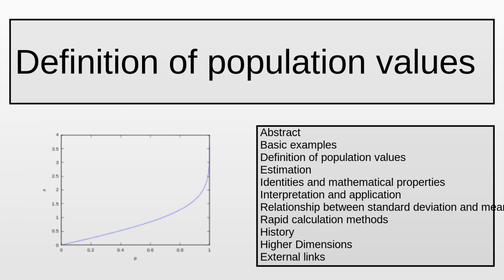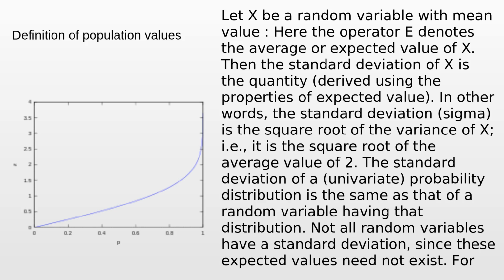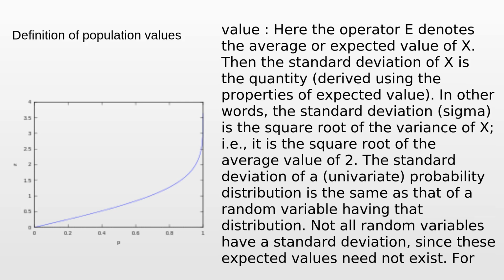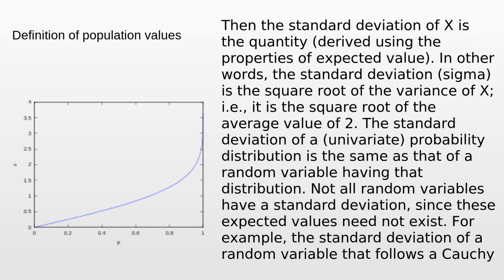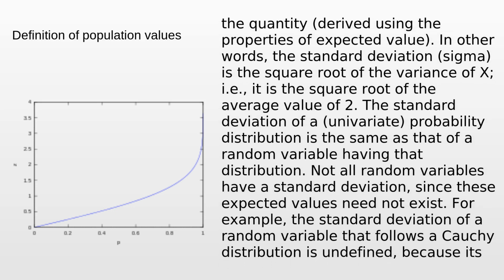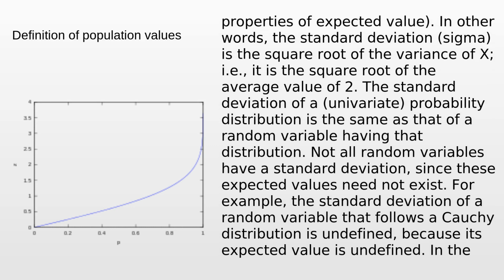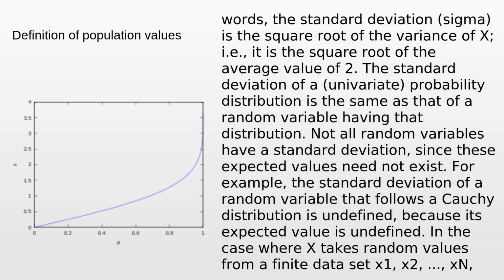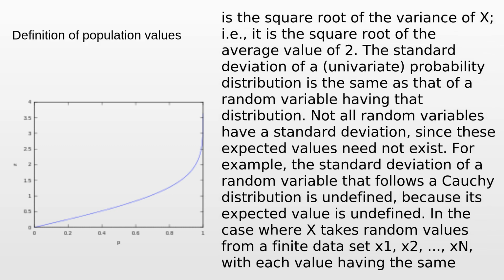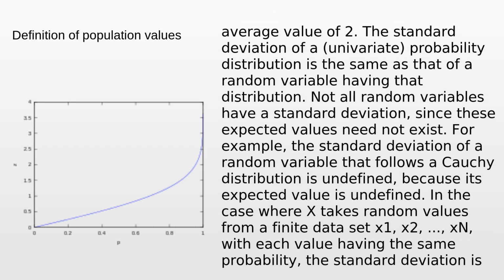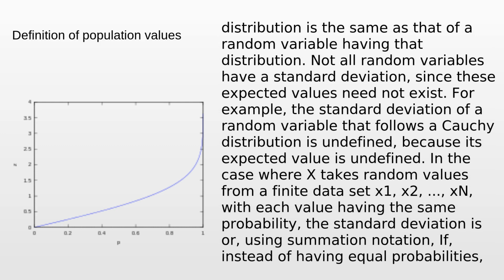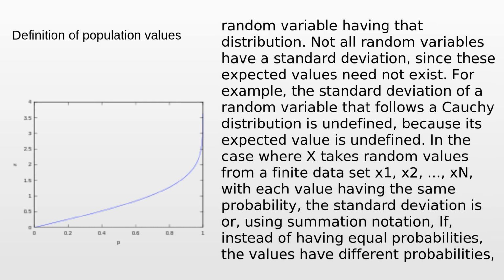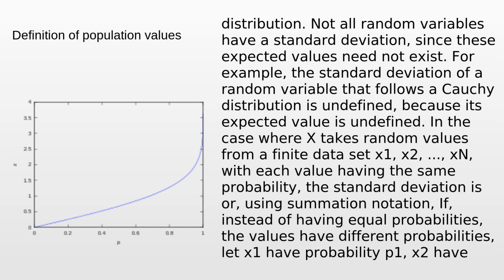Definition of population values. Let X be a random variable with mean value μ. Here the operator E denotes the average or expected value of X. Then the standard deviation of X is the quantity derived using the properties of expected value. In other words, the standard deviation, sigma, is the square root of the variance of X, i.e., it is the square root of the average value of (X - μ)². The standard deviation of a univariate probability distribution is the same as that of a random variable having that distribution.